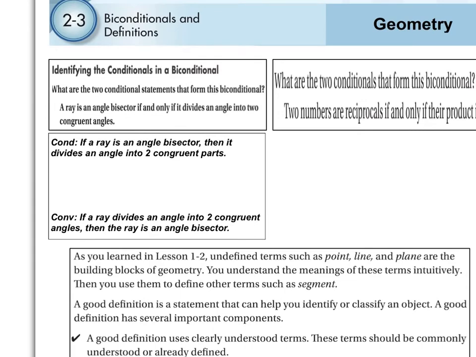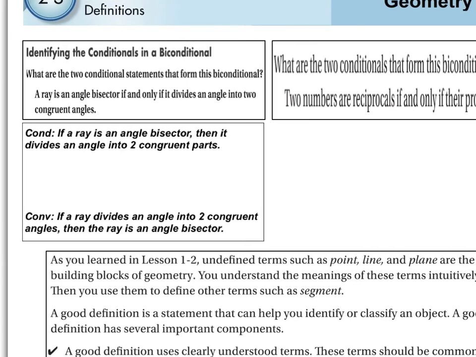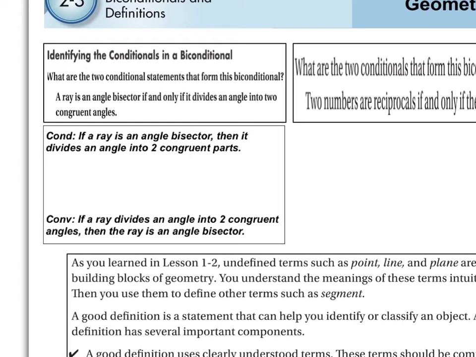Now let's take a look at identifying conditionals in a biconditional. So now we're going to go backwards. You'll notice that a biconditional is made up of a conditional and its converse. They both have to be true. So what are the two conditional statements that form this biconditional? In other words, I want to figure out what's the conditional and what's the converse from this biconditional statement. A ray is an angle bisector if and only if it divides an angle into two congruent angles.